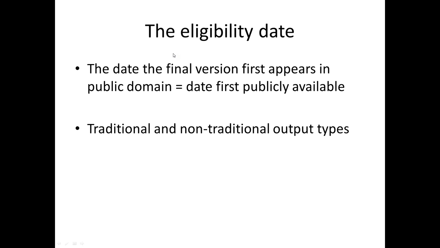Now, for the non-traditional outputs, it's a little bit different, so exhibitions, performances, etc. Once again, it's got to be when it was first publicly available. And often these performances are repeated multiple times through the period. If that's the case, you can choose the most prestigious one rather than the first. But the first does still have to be within the assessment period.